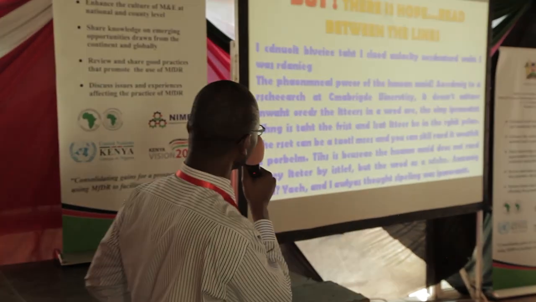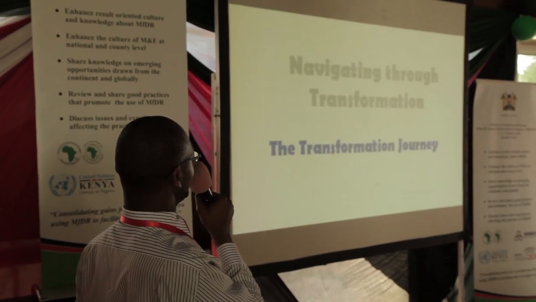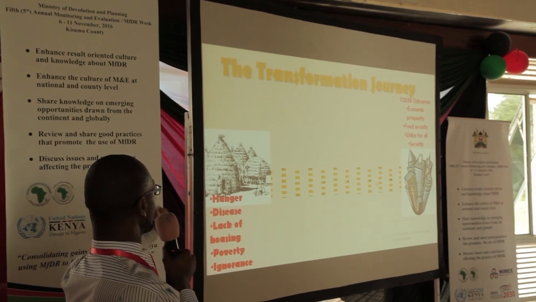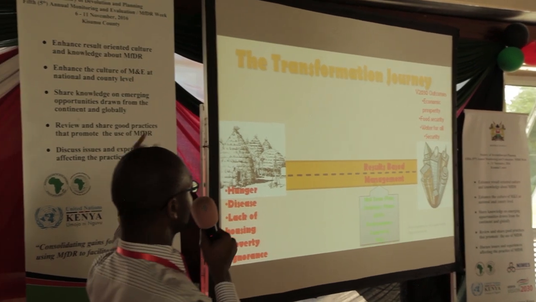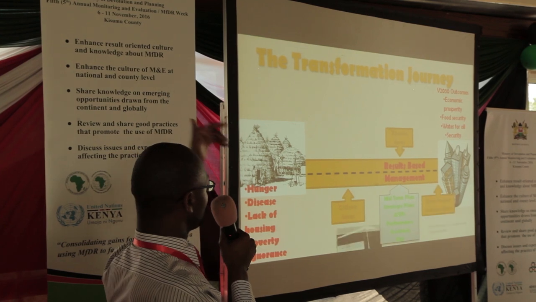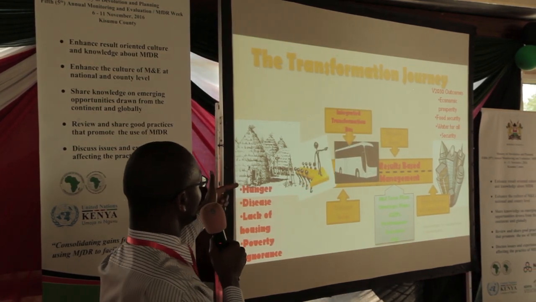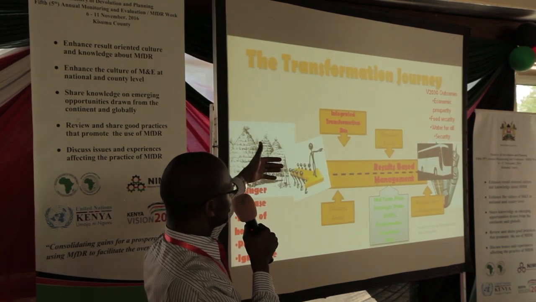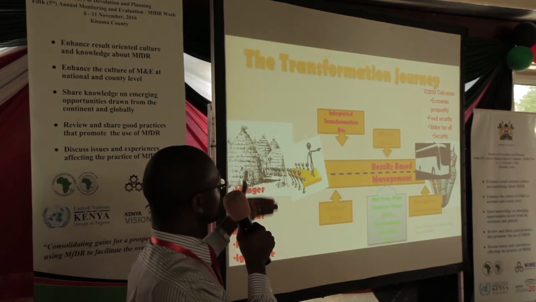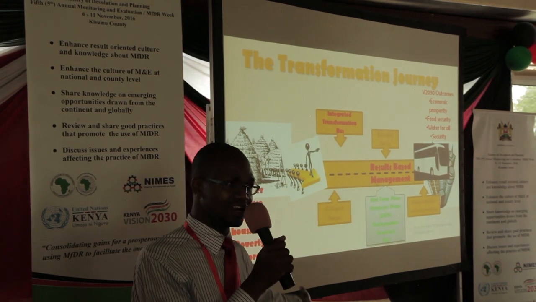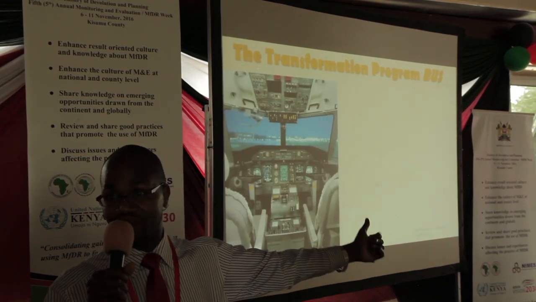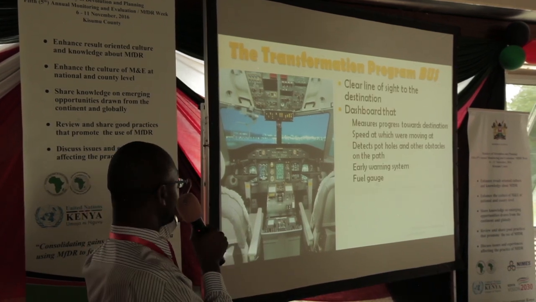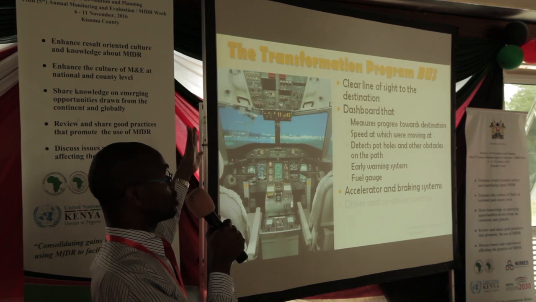As we finish, let's move again. Our villages: hunger, disease, lack of housing, poverty, ignorance. But we are moving on that transformation journey where we have citizen in focus, we have integrated transformation, and the bus is taking us to Vision 2030 as Kenya: economic prosperity, food security, water for all security, and all that we have. That's the desired destination we have as a country, as Africans, and as Africa. Let's move forward. Inside the plane, you must focus on where you're heading to.